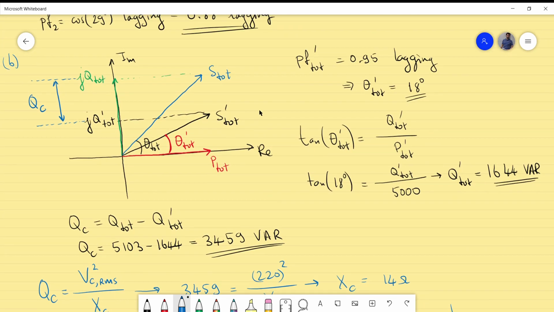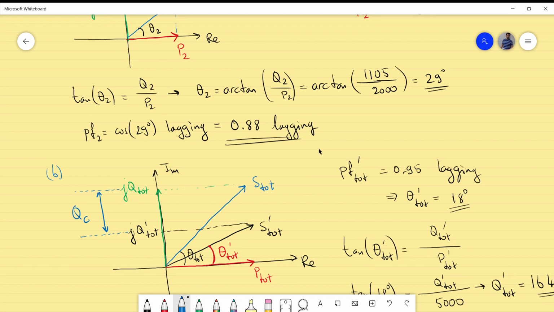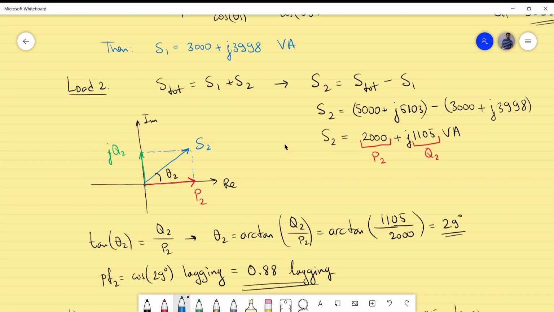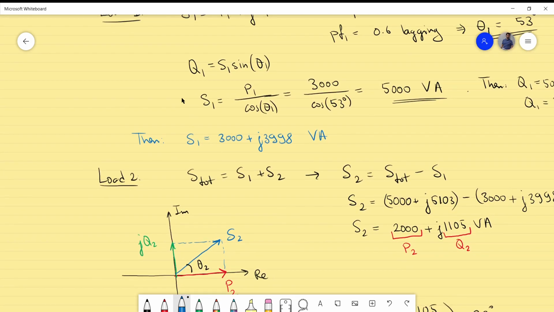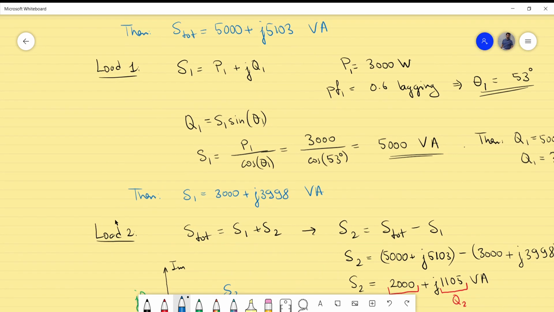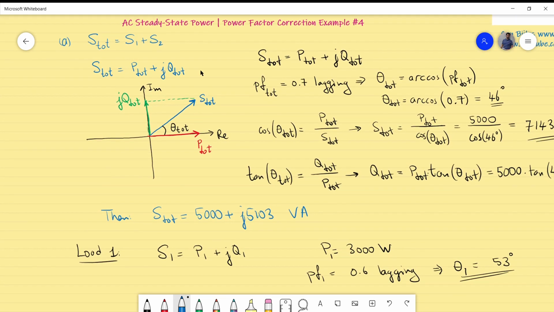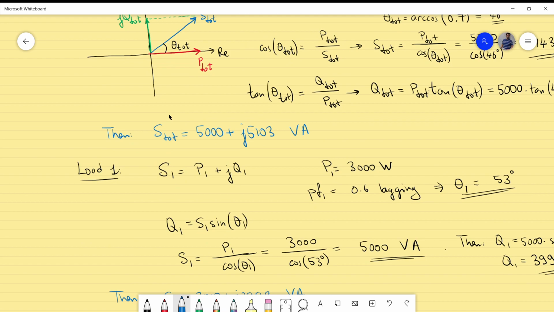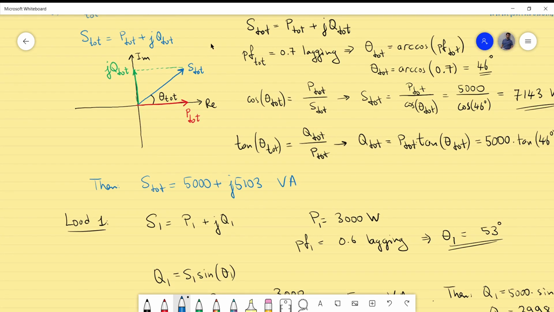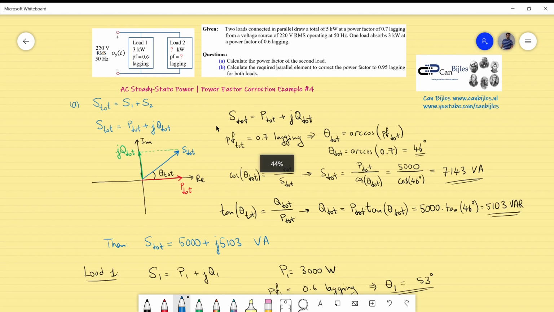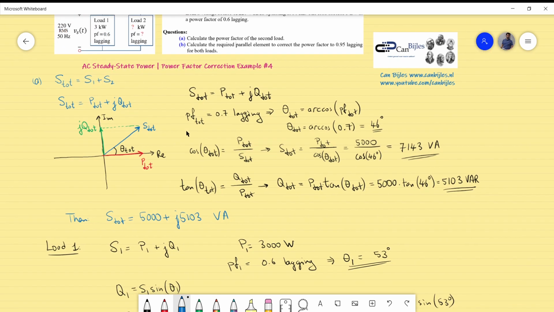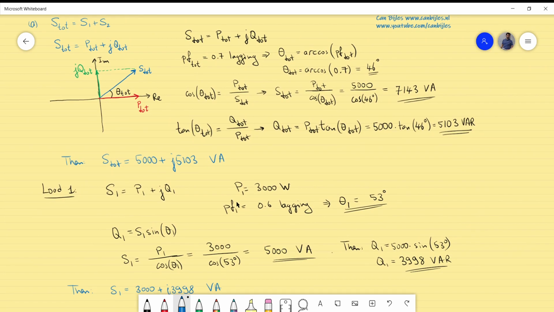That will conclude this example 4, in which we have dealt with two situations: one for two loads, which is specifically required such that we can determine the information for load 2, and in question B we have again looked at the total circuit and increased the power factor from 0.7 to 0.95. I will zoom out a little bit so you can see the whole situation.